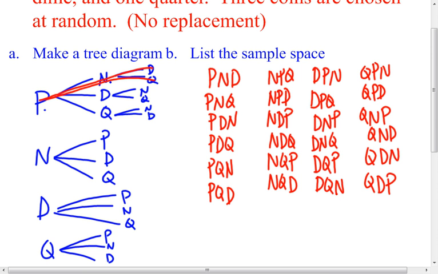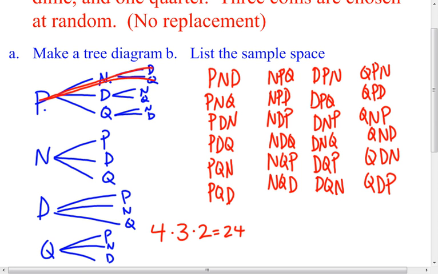Notice there are 24 options here, 24 ways to draw 3 coins in our sample space. If you think about it, there are 4 coins the first time you draw a coin, and then you pick one and you don't put it back, and so then the next time there are 3, and then you pick that one, don't put it back, the next time there are 2, and 4 times 3 times 2 makes 24. Okay, so that kind of makes sense.